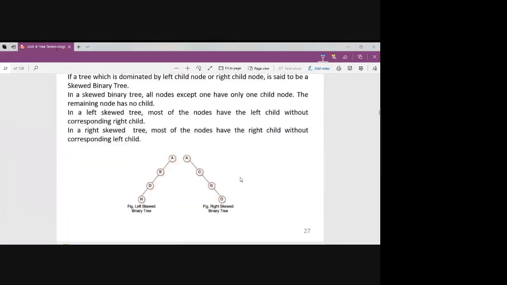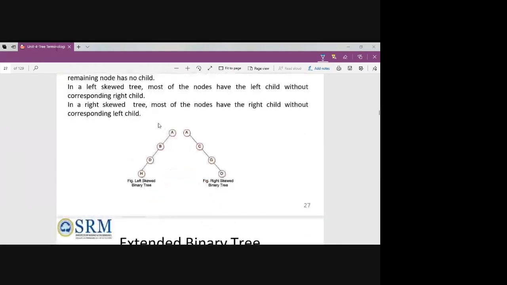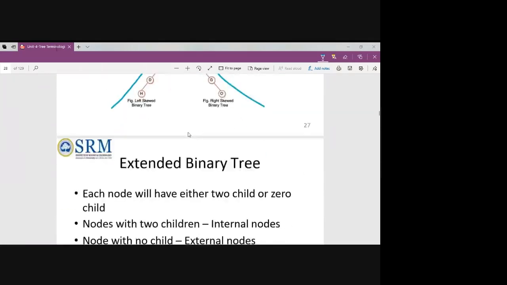So now a skewed binary tree will be this. You can see one end, this is left skewed, this is right skewed. So if your nodes are in one particular direction, that is, it is having a left and no right child, it is a left skewed tree, and this is a right skewed tree. So these are called skewed trees.